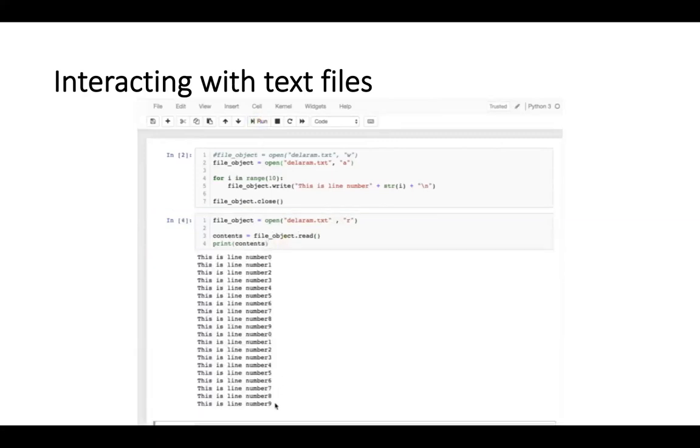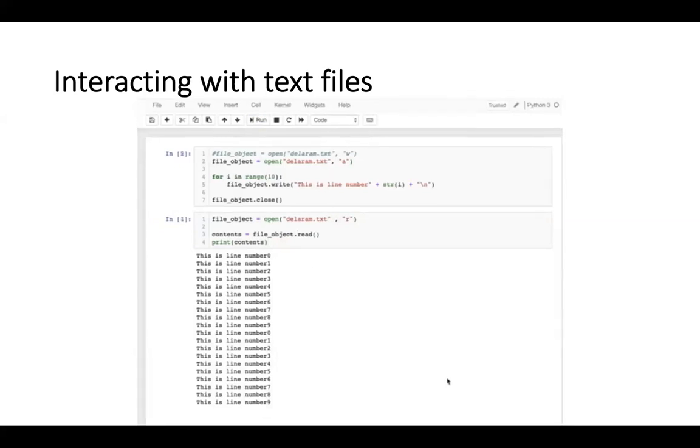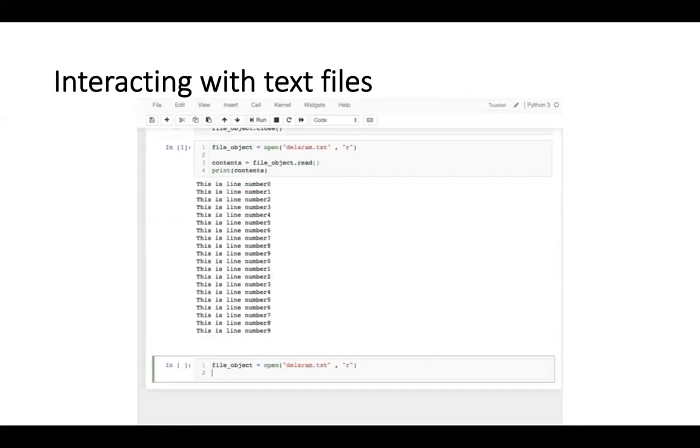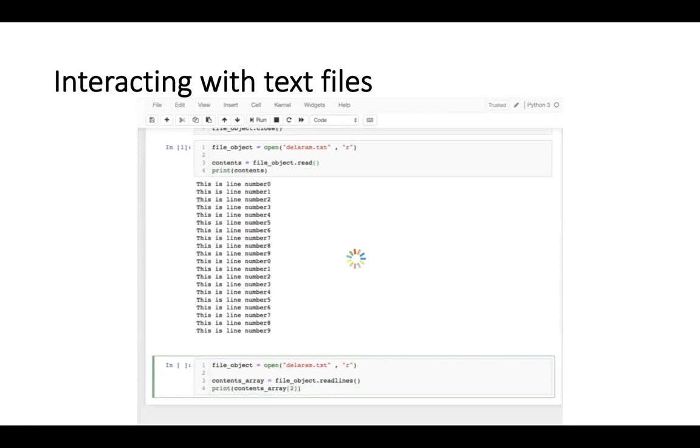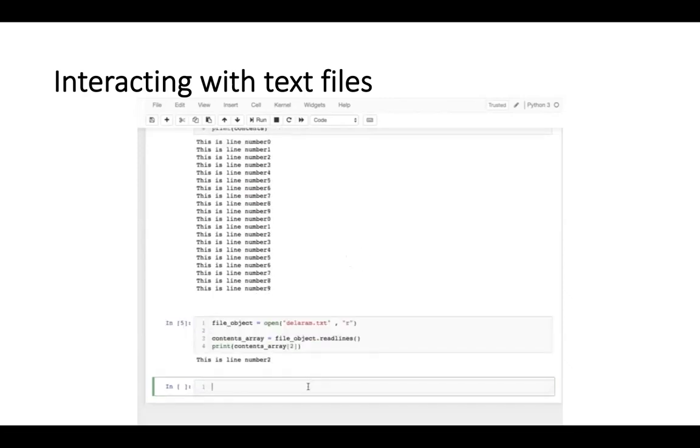You can also read the contents of the file line by line. If you have a really large file, sometimes it doesn't make sense to read the whole thing in, especially if all you want is maybe a small piece of the contents. So the readlines function is useful for this. In this case, I'm reading the content as an array of individual lines and then printing them.